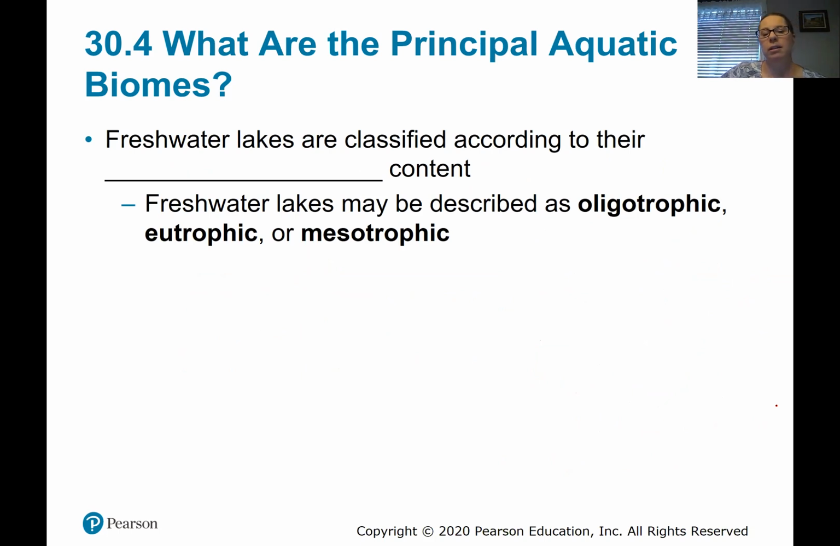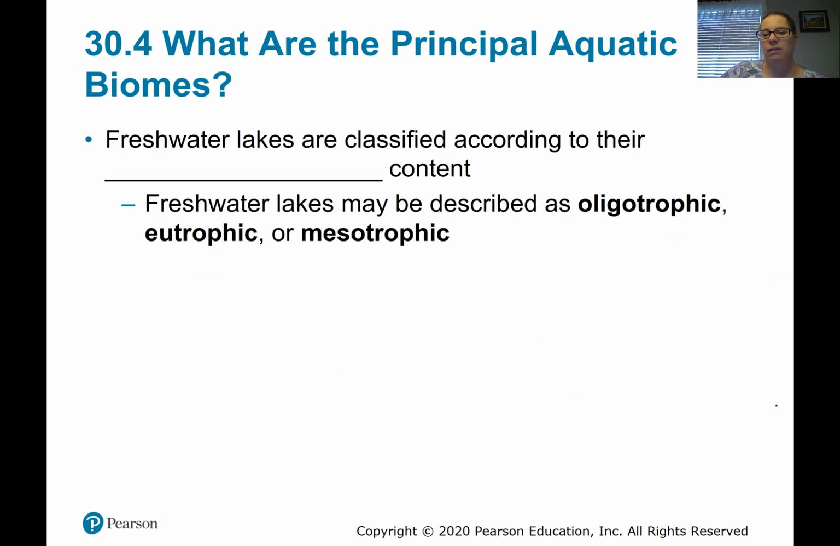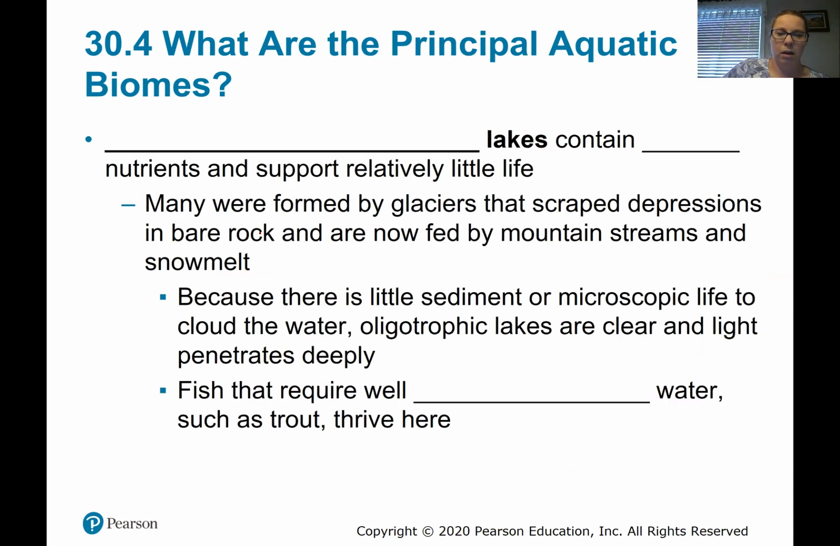Let's see. Freshwater lakes can also be classified. So these are the different areas of a lake, but the lakes can be classified by different types based on their nutrient content. Those can be called oligotrophic, eutrophic, or mesotrophic, and this one's kind of in the middle, in between these two here. So an oligotrophic lake: oligo means few, and trophic means feeding or food or nutrients. So there's few nutrients in these lakes.